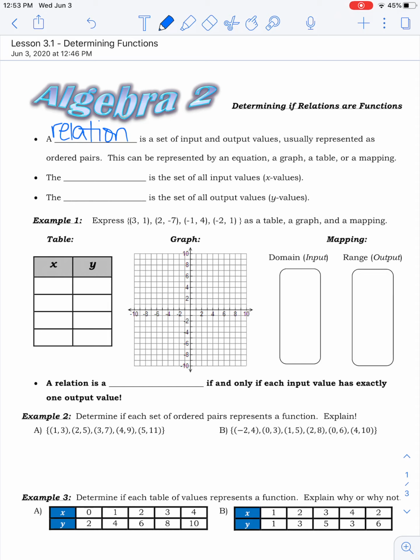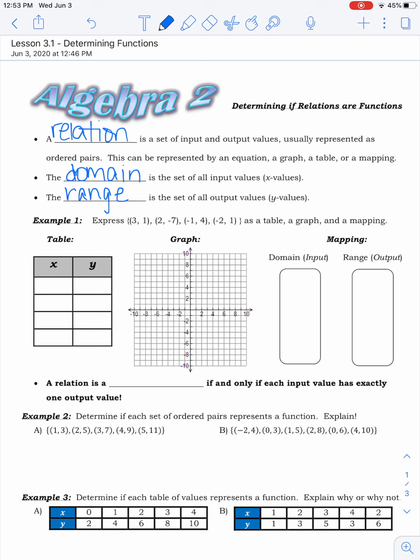Next two blanks are that the domain is the set of all input values or x values, and the range is the set of all output values or y values.